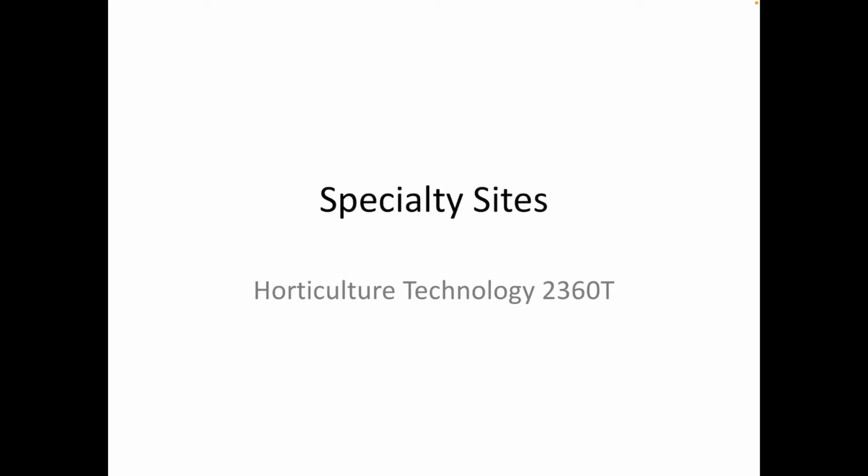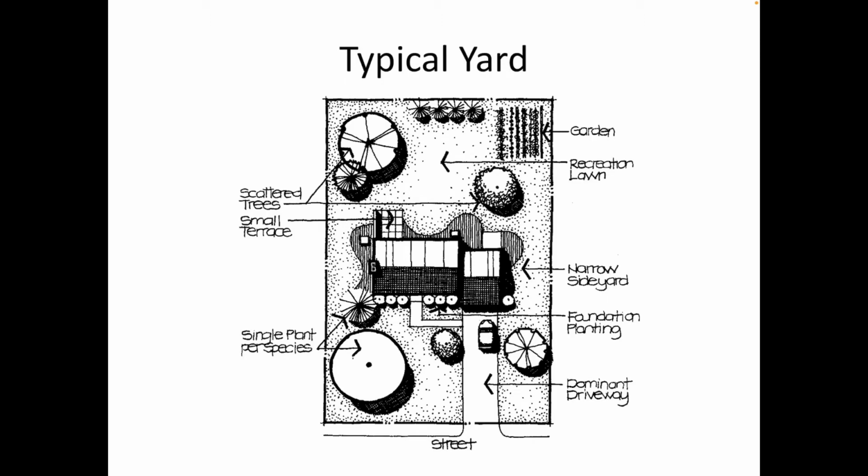Okay, here we go. A little chat about some specialty situations that you might run into. This is a typical suburban property. You have a house roughly in the middle, driveway, side yards, front yard, backyard. You might have a separate area for vegetable gardens and recreation, or maybe a patio or things of that nature. Foundation planting.